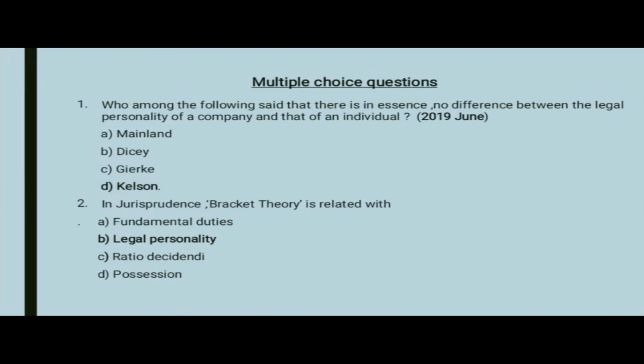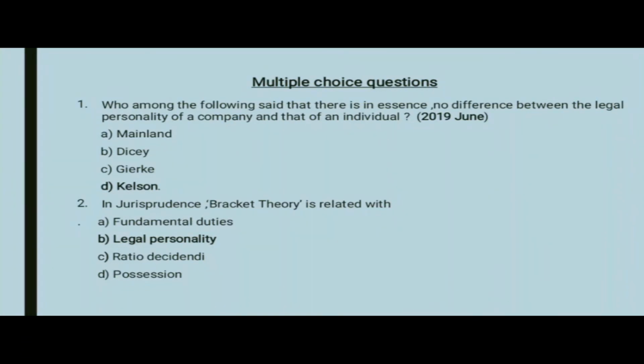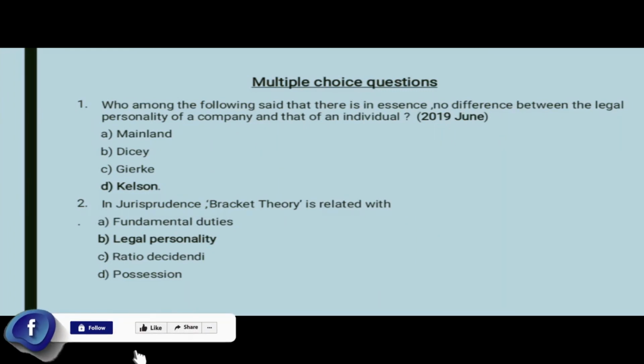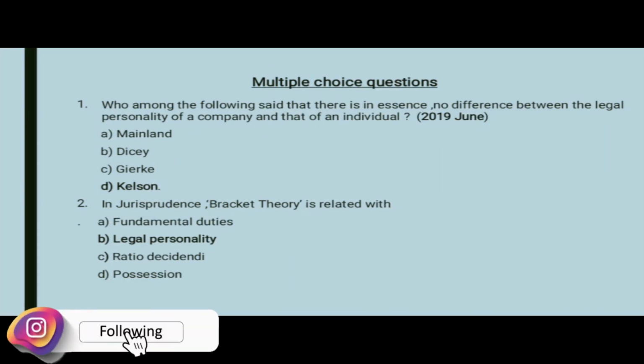And let's move to the multiple choice questions. The first one is a previous year question. Who among the following said that there is in essence no difference between the legal personality of a company and that of an individual? Maitland, Dicey, Gierke, or Kelsen. This we have dealt with in the third slide, that is Kelsen. Kelsen said that there is no means for separating rights and duties from a legal person. So the first answer is Kelsen.